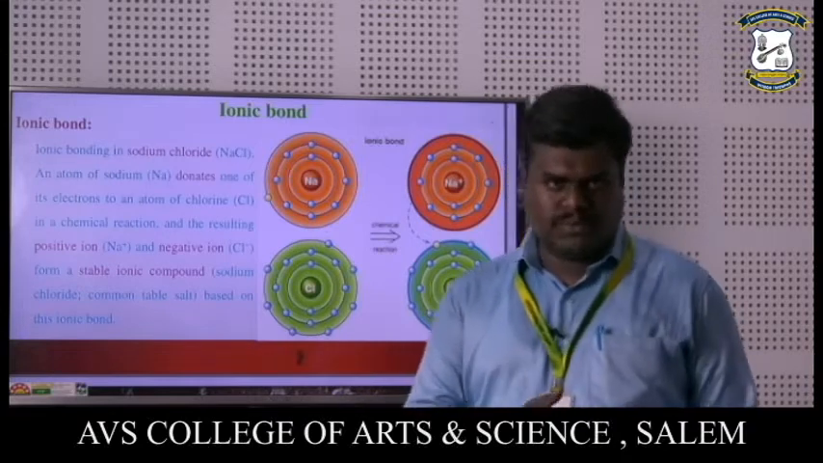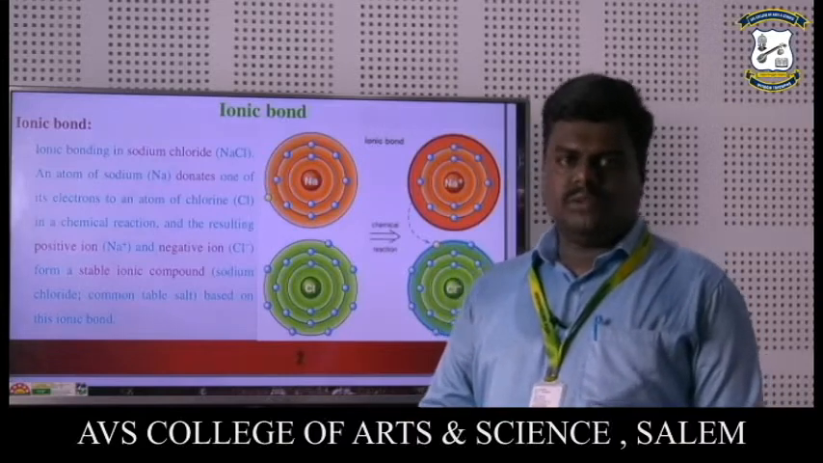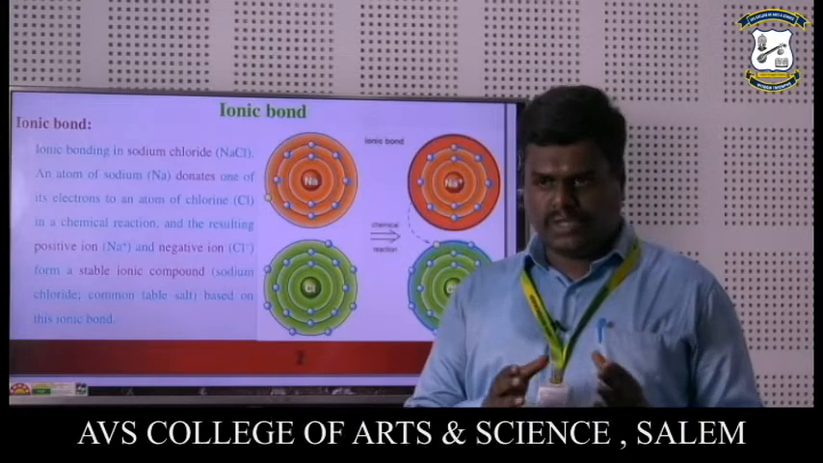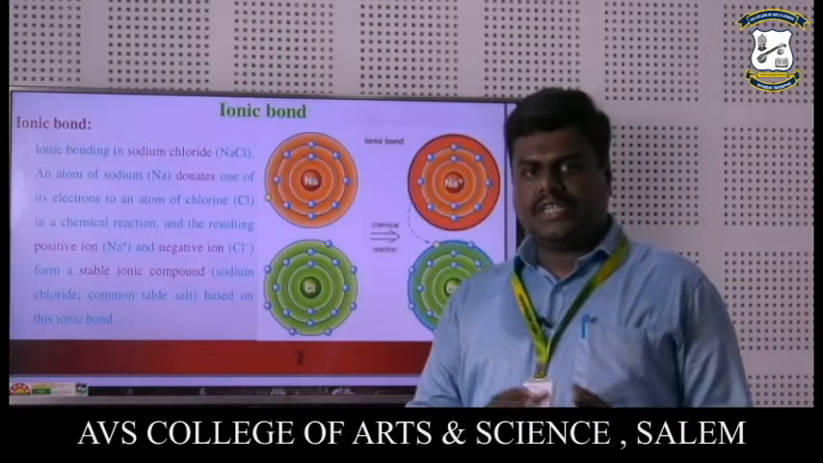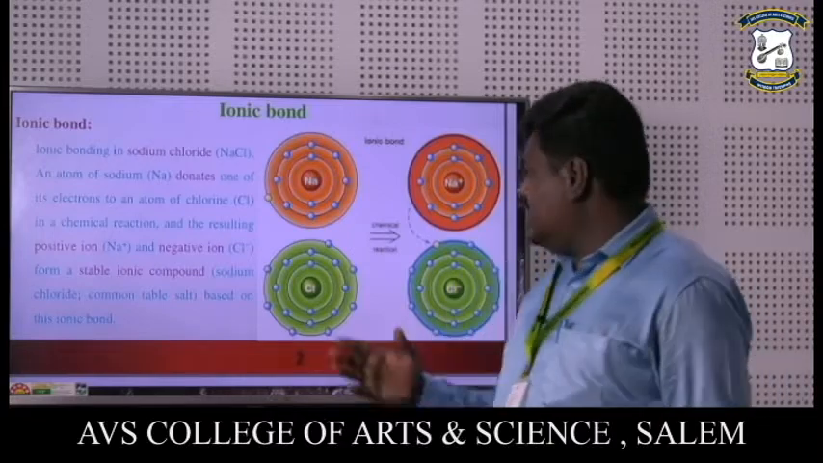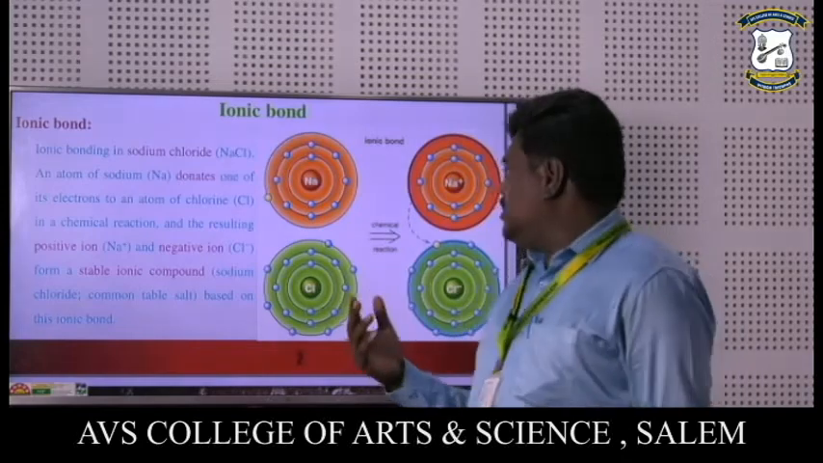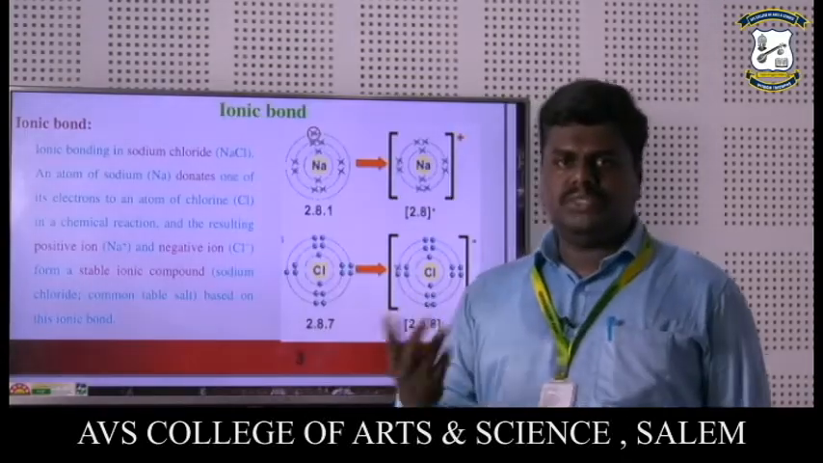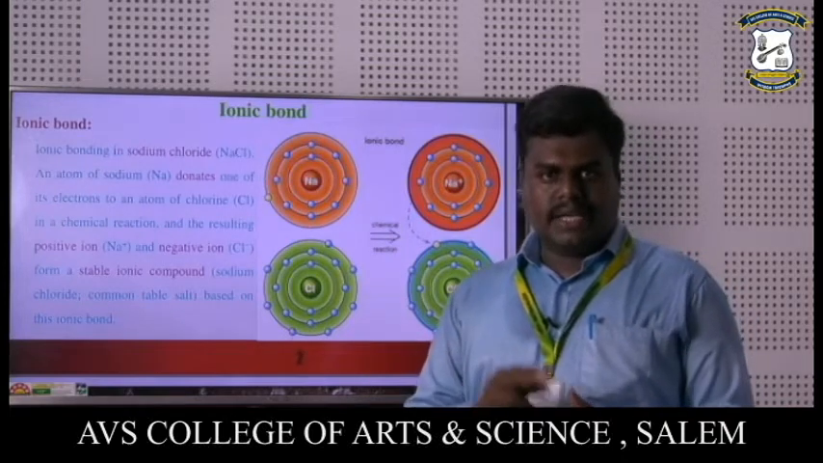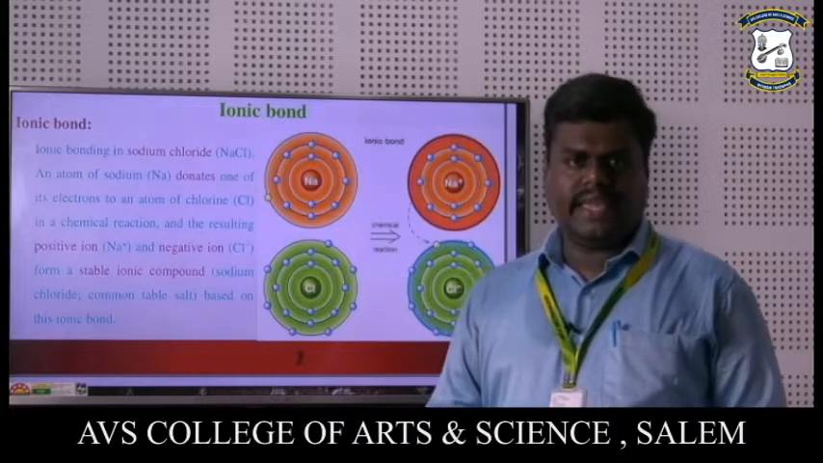So, types of bond first. Ionic bond. Ionic bond's other name is electrovalent bond. It's the bond formed between ions, positive ions and negative ions. How are the positive and negative ions formed? When an atom loses an electron, it forms a positive ion, namely a cation. And when an atom accepts an electron, it forms a negative ion, namely an anion.